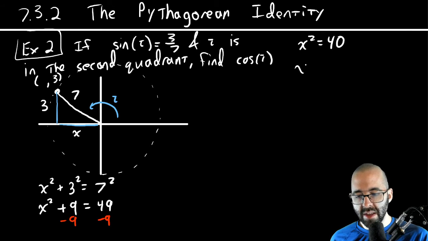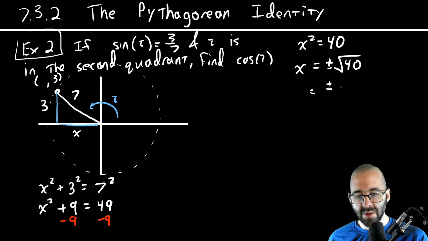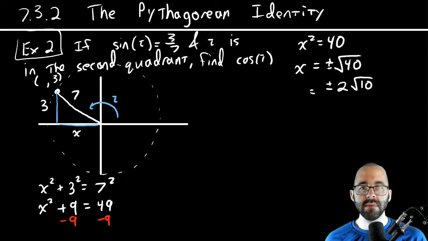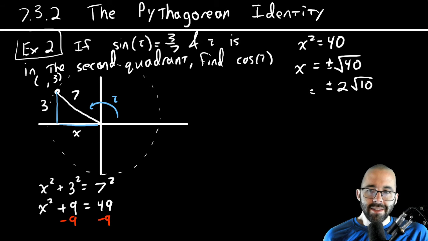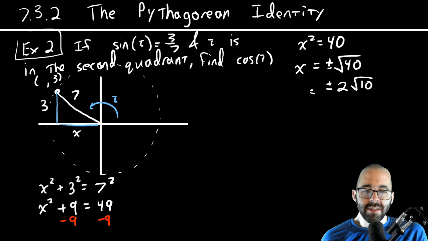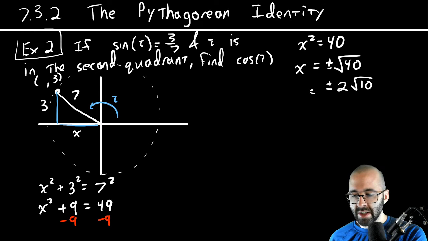If x squared equals 40, that means x is either positive or negative square root of 40. Which, if you want to use the exact answer, is going to simplify down to 2 square root of 10. Now, which one is it? Is x a positive number or a negative number? How do we choose which one it is?